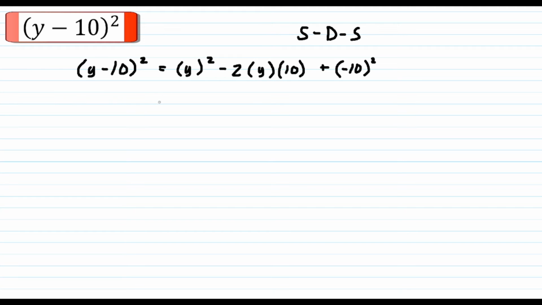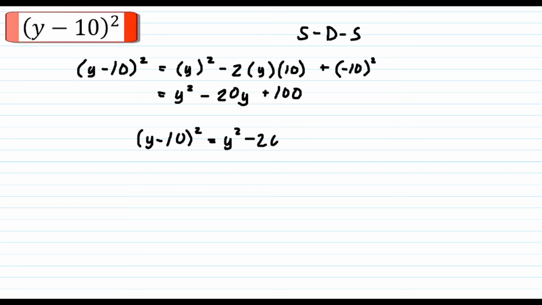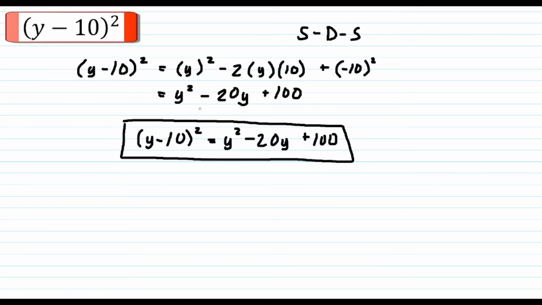Okay? So, pag sinimplify natin, we'll get y squared minus 20y plus 100. Okay? So, ibig sabihin, the square of y minus 10 is y squared minus 20y plus 100. Yan. So, this is our example number 4.